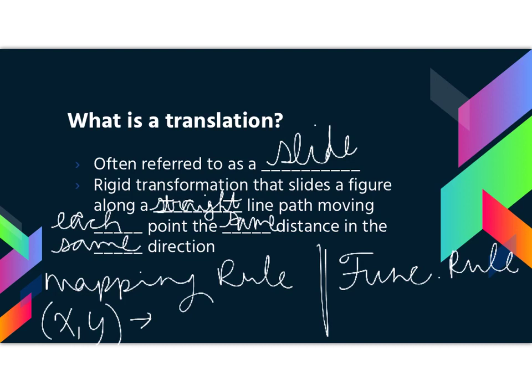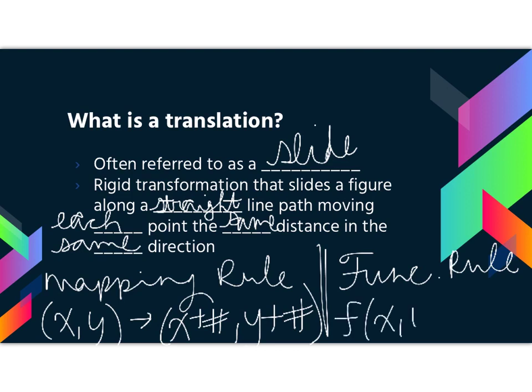When you see a mapping rule that is showing a translation, you'll often see (x, y) goes to (x plus some number, y plus some number). That number doesn't have to be the same, but if you're adding or subtracting a number only, then you have a translation occurring. Similarly, the function rule is just f of (x, y) equals (x plus a number, y plus a number).